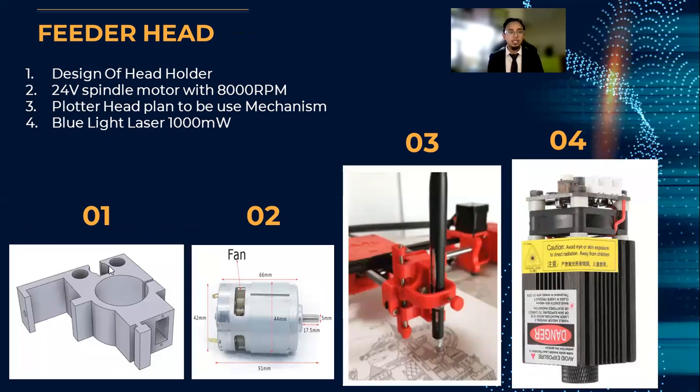For the first picture is the design of the head holder, in which we will put the laser feeder, and this is the servo feeder for the plotter, and the round shape is for the spindle. The second picture is a 24-volt spindle motor with 8,000 RPM, and the third picture is the pen to be used as the plotter head that we plan to use as the mechanism design. And the fourth picture is a blue light laser with 1,000 milliwatt power.